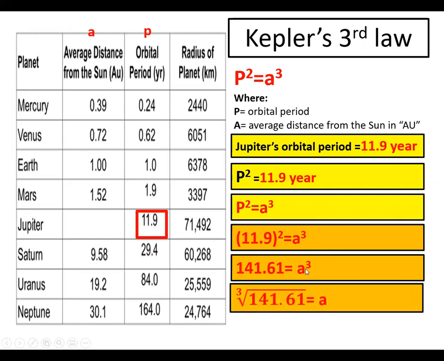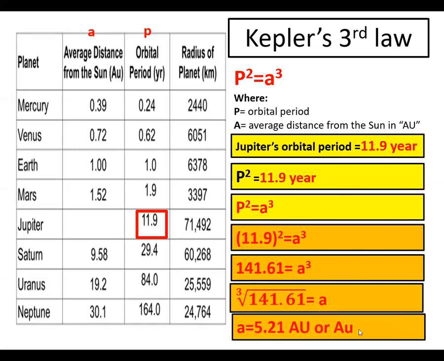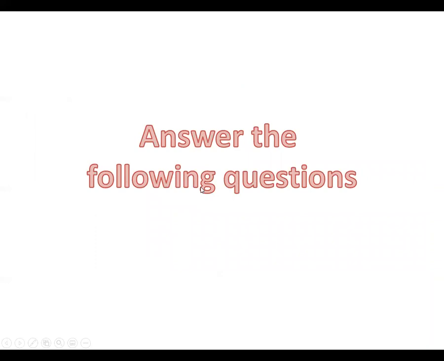So to get the value of a, we have to cube root the 141.61, and that would be 5.21 astronomical units, which is close to that one. Okay, so that's how we use the equation for Kepler's third law. Again, I hope this review prepared you well to answer the questions that you'll be answering in the MC lesson.